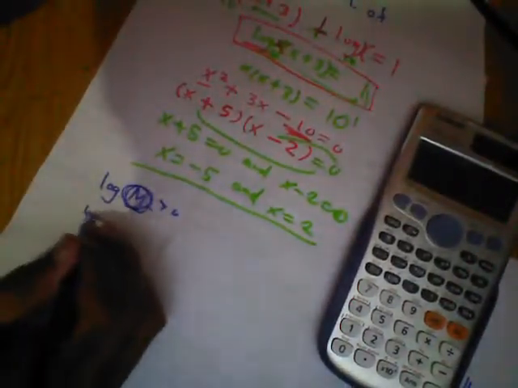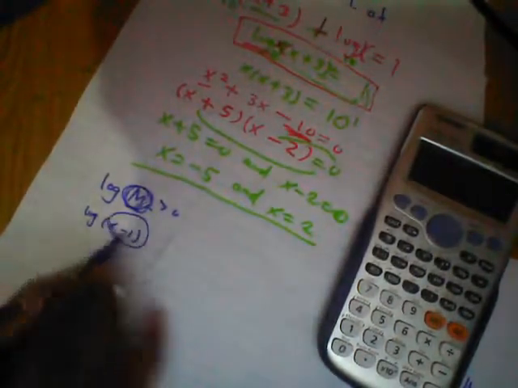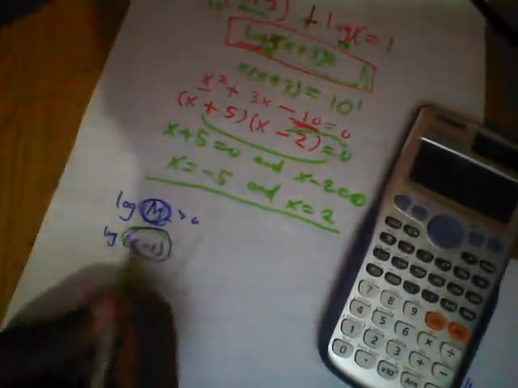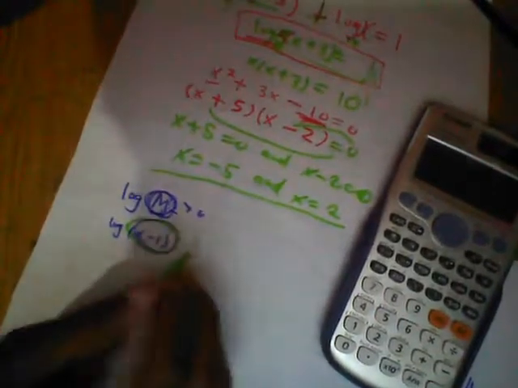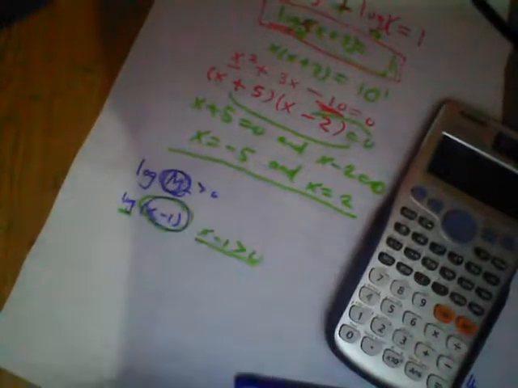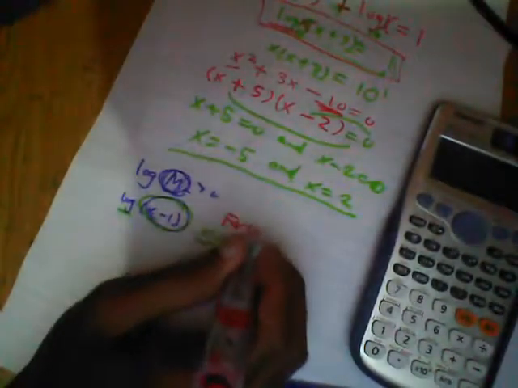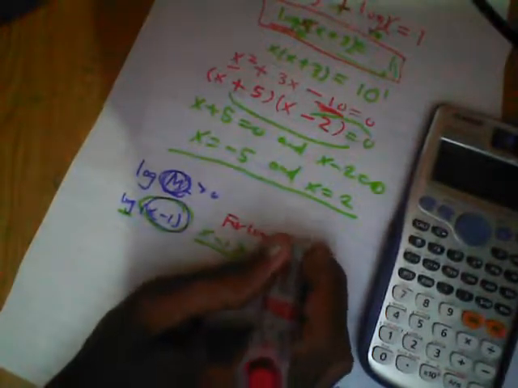For example, if somebody gives me log of x minus 1, all of this, don't say only x, all of it must be greater than 0. Means x minus 1 must be greater than 0 for this log to work, or to be defined.